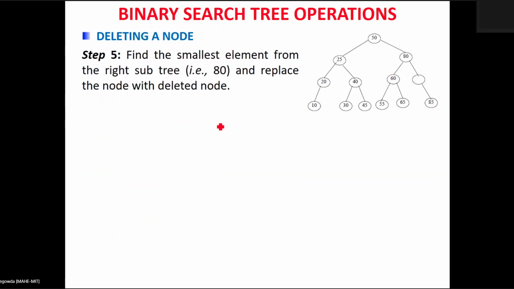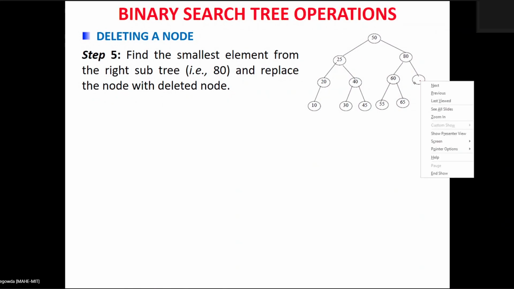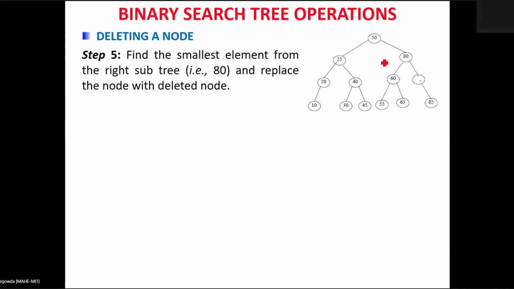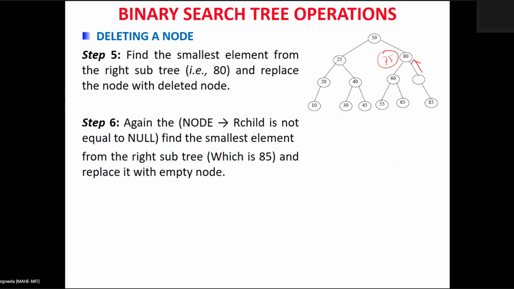Now find the smallest element from the right subtree. This is the right subtree, and this is the smallest element. We have taken the smallest element 80, and this 80 is inserted into the node which was deleted, that is 75. So that 80 is moved over there. Again, now you cannot directly delete this node.